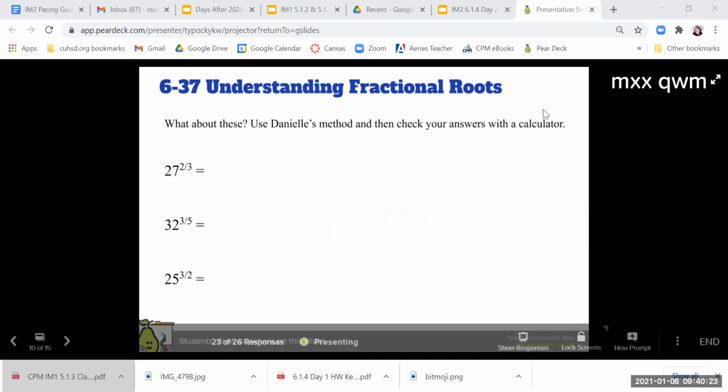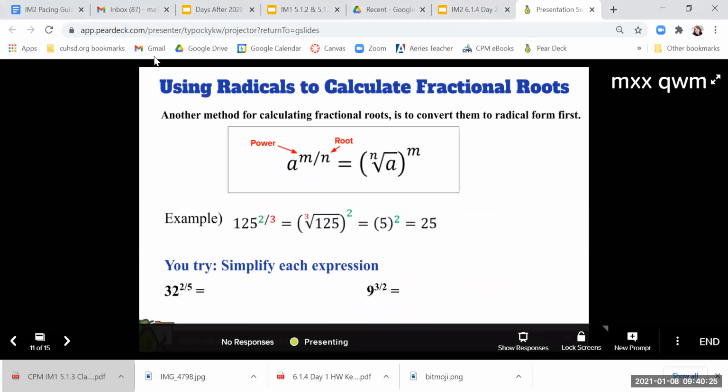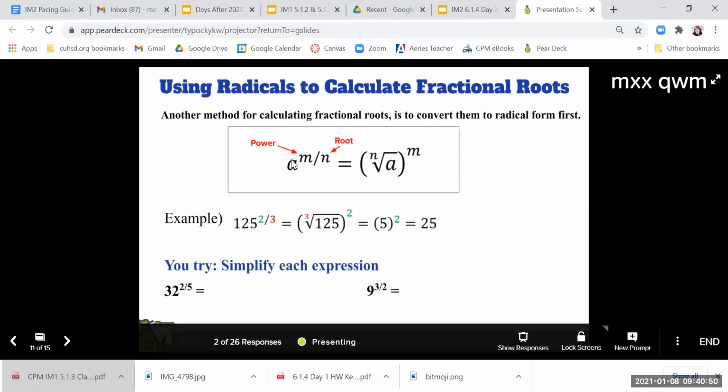All right. So here we go. This is using radicals to calculate fractional exponents. This is another method for calculating these roots where you can convert them to radical form first. Oftentimes radicals get a little jumbled, but we also often have a more instinctual understanding of a square root or a cube root in this format because we're more used to it. It's more familiar. So when I have a problem in fraction exponent form, I can always switch it to radical form. I'm allowed to do that. That's no problem. They're equivalent.